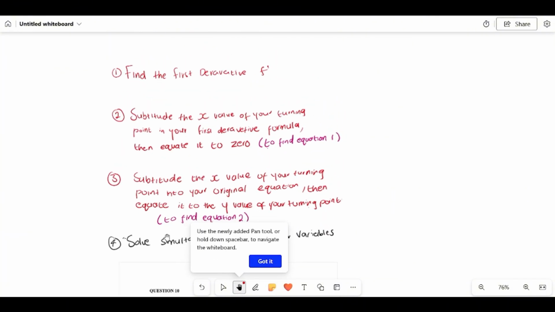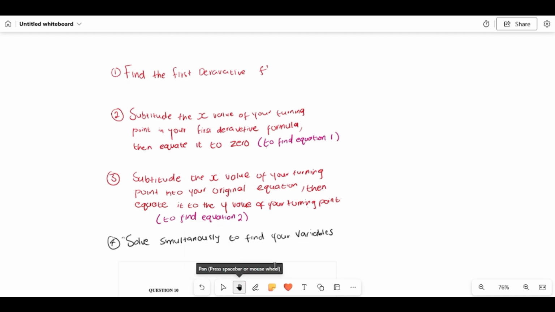Now, starting off with the first step, it says that we need to first find the first derivative. With regards to step 2, it says now we need to substitute the x value of your turning point. So after you find the first derivative, you need to identify the turning point that you're going to use, right? So you substitute the x value of your turning point into your first derivative formula, then equate it to 0. From here, you're going to find equation 1.